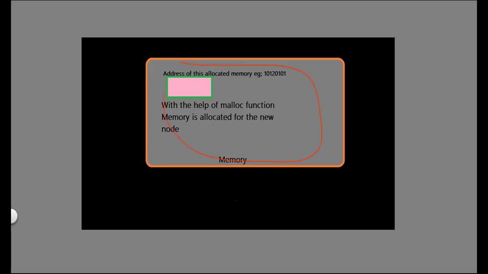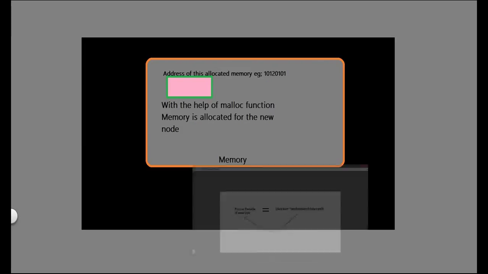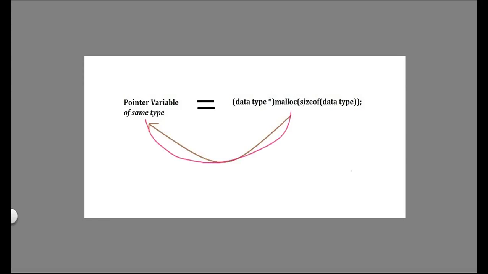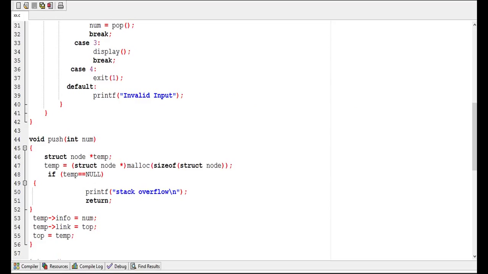Suppose this is the memory, and with the help of the malloc function, this part of the memory is allocated for the new node, and each memory location has an address. So malloc returns the address of the allocated memory, which becomes the new node, and that address can be assigned to a pointer variable, which is temp here. So temp stores the address of the new node that is created. So always remember that temp means the new node.